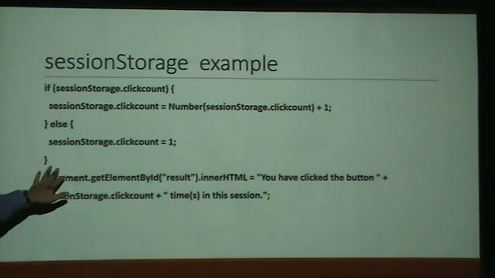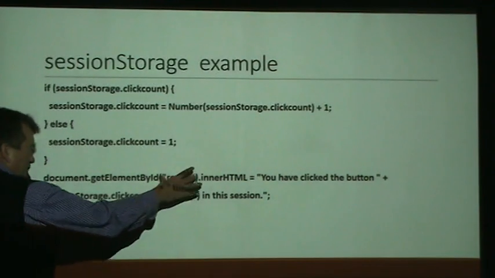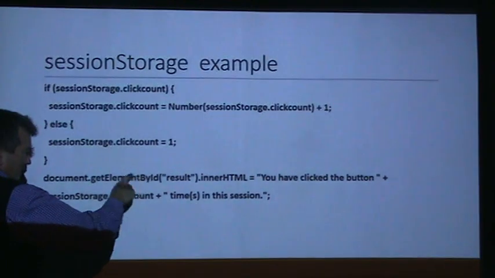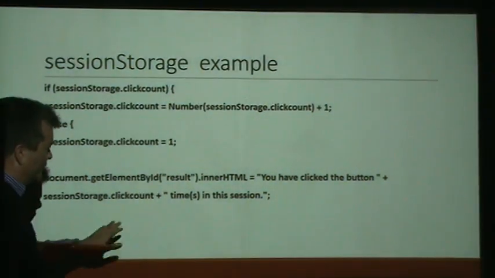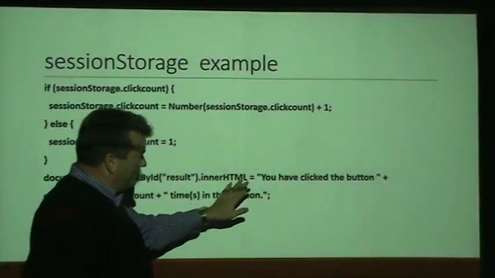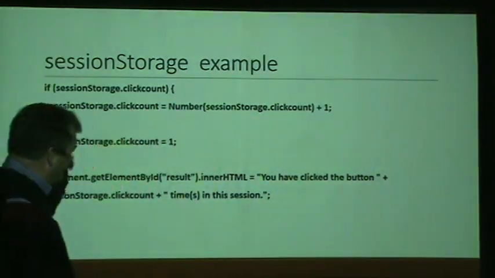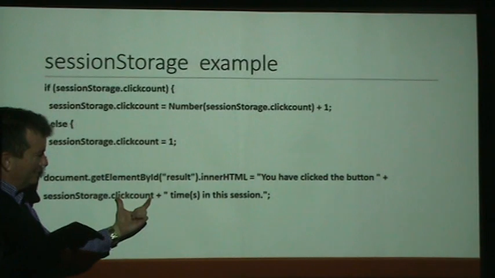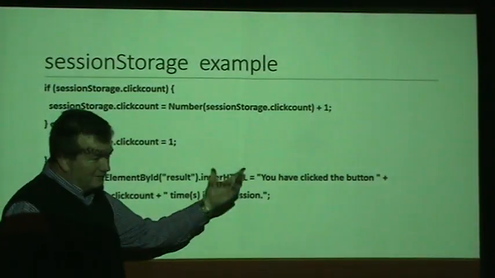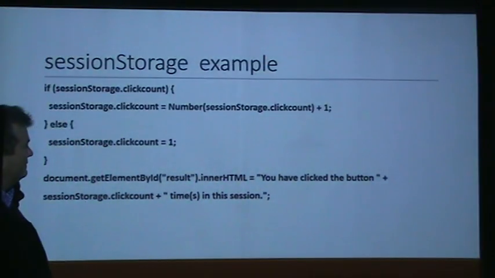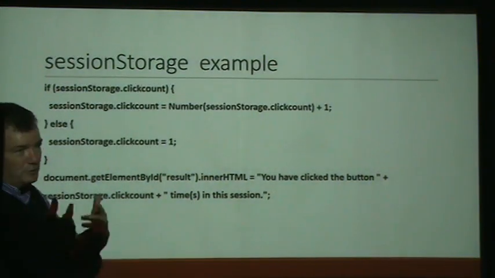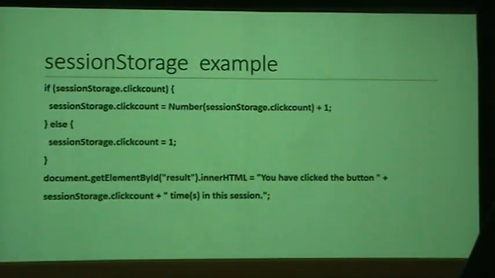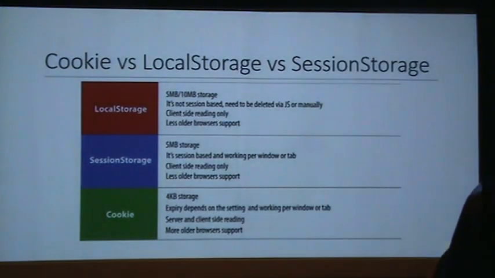Then we can send them a message, stored in an element, like a paragraph called result. We could say you have clicked this button, then go get the count of how many times they clicked it, and say you clicked it that many times this session. As soon as they close the browser, it would go back to 0. Not like localStorage where it would pick up where it left off.